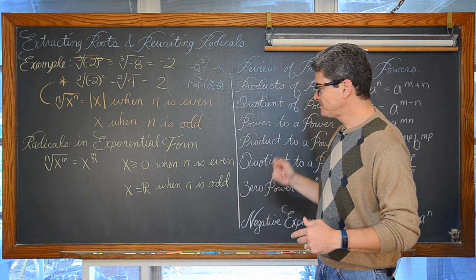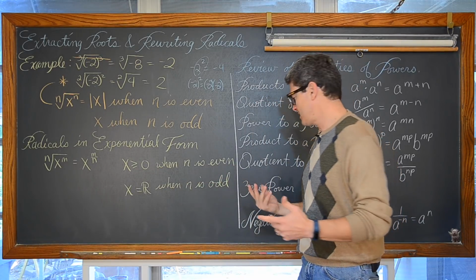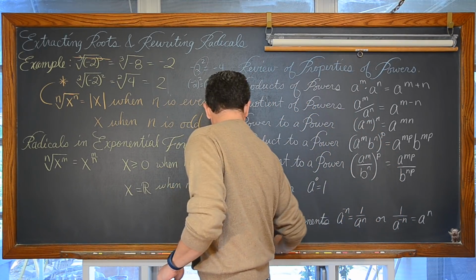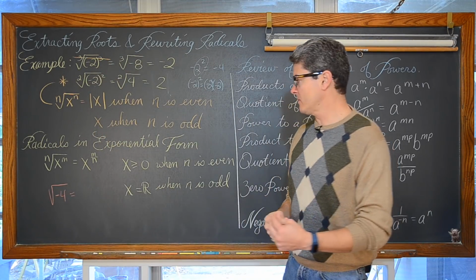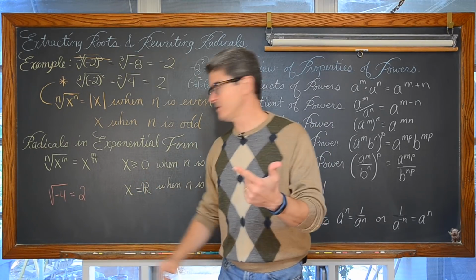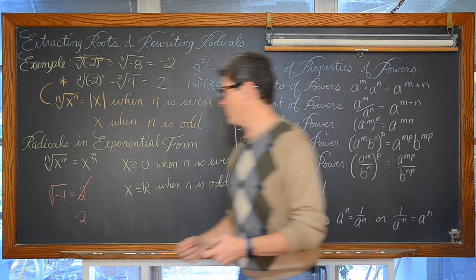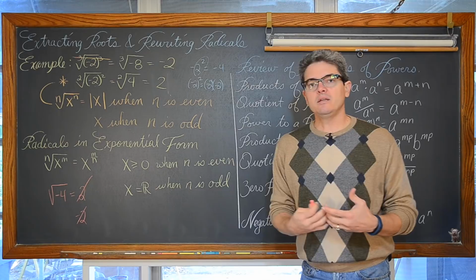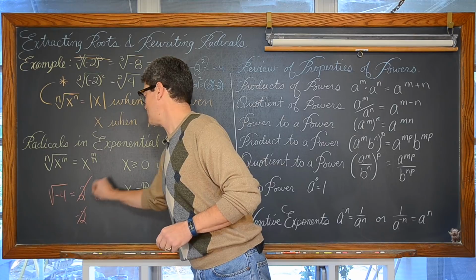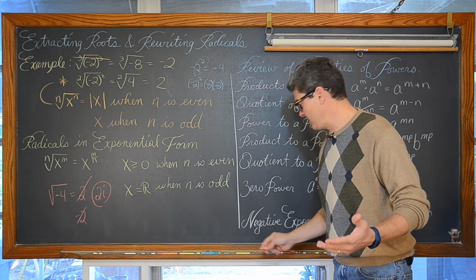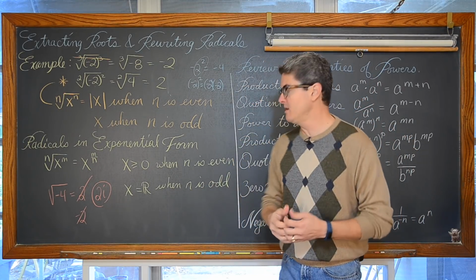Now, this only works if x is greater than or equal to 0 when n is even, because if you think about taking the square root of -4, there is no number. Is it 2? 2 times 2 is 4. No. Is it -2? -2 times -2 is also +4. So no. When you take an even root of a negative number, what you're going to get is something called an imaginary solution, that i. If you've studied that, great, you know what I'm talking about, and if you haven't, that's okay too, because we're not talking about imaginary solutions in this lesson.